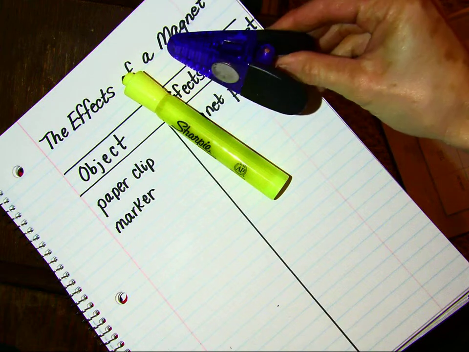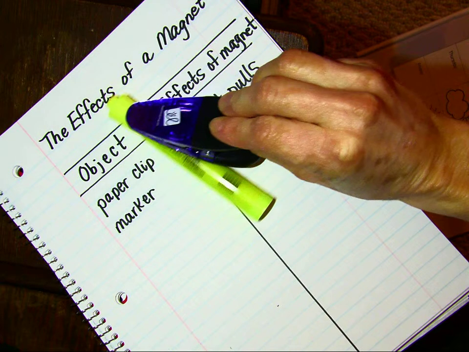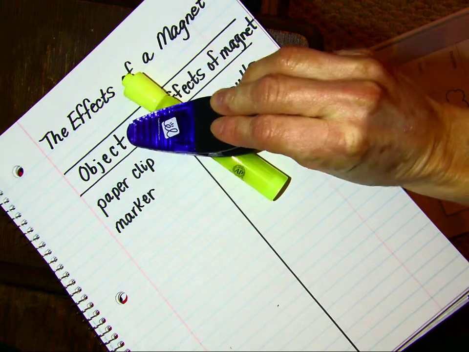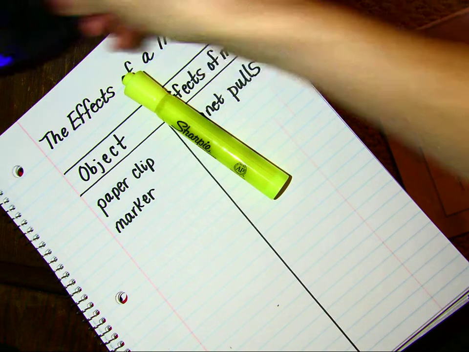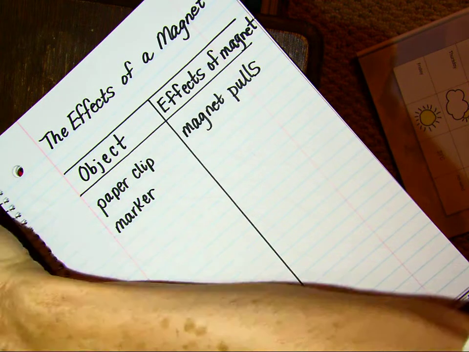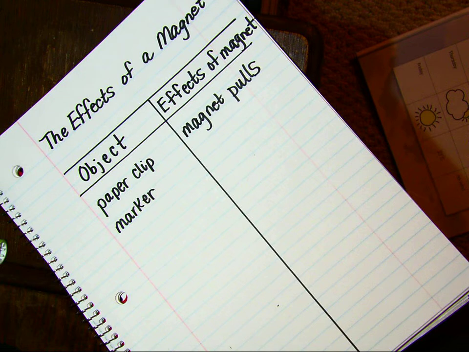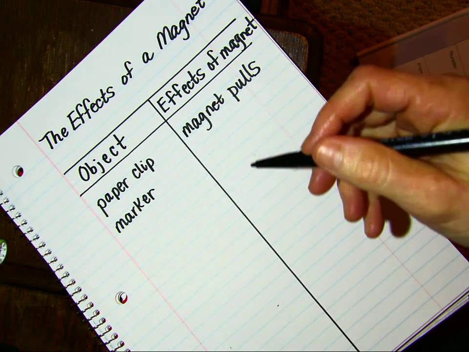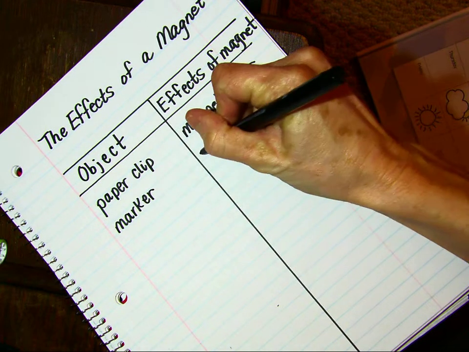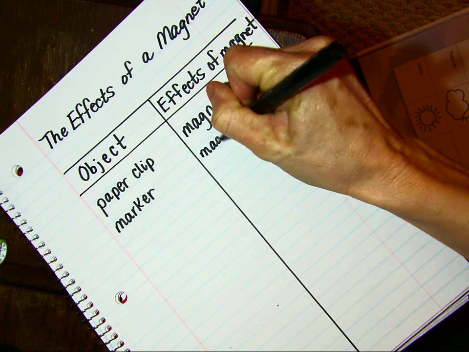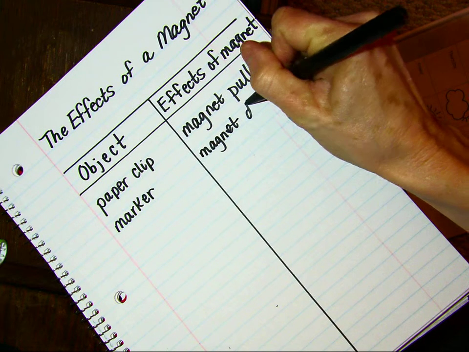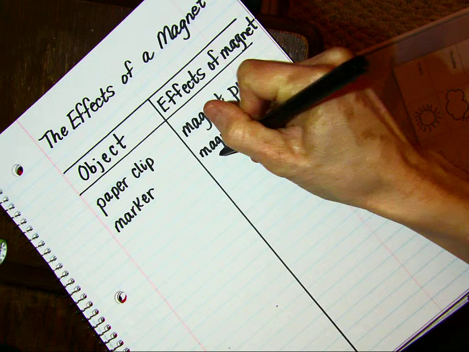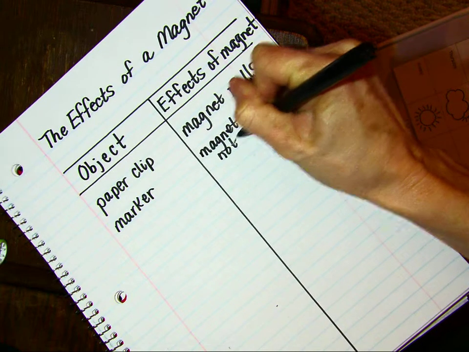Here's my magnet. Aha! Nothing happened. It does not pull. So that's what I'm going to write on our observation log. Magnet does not pull.